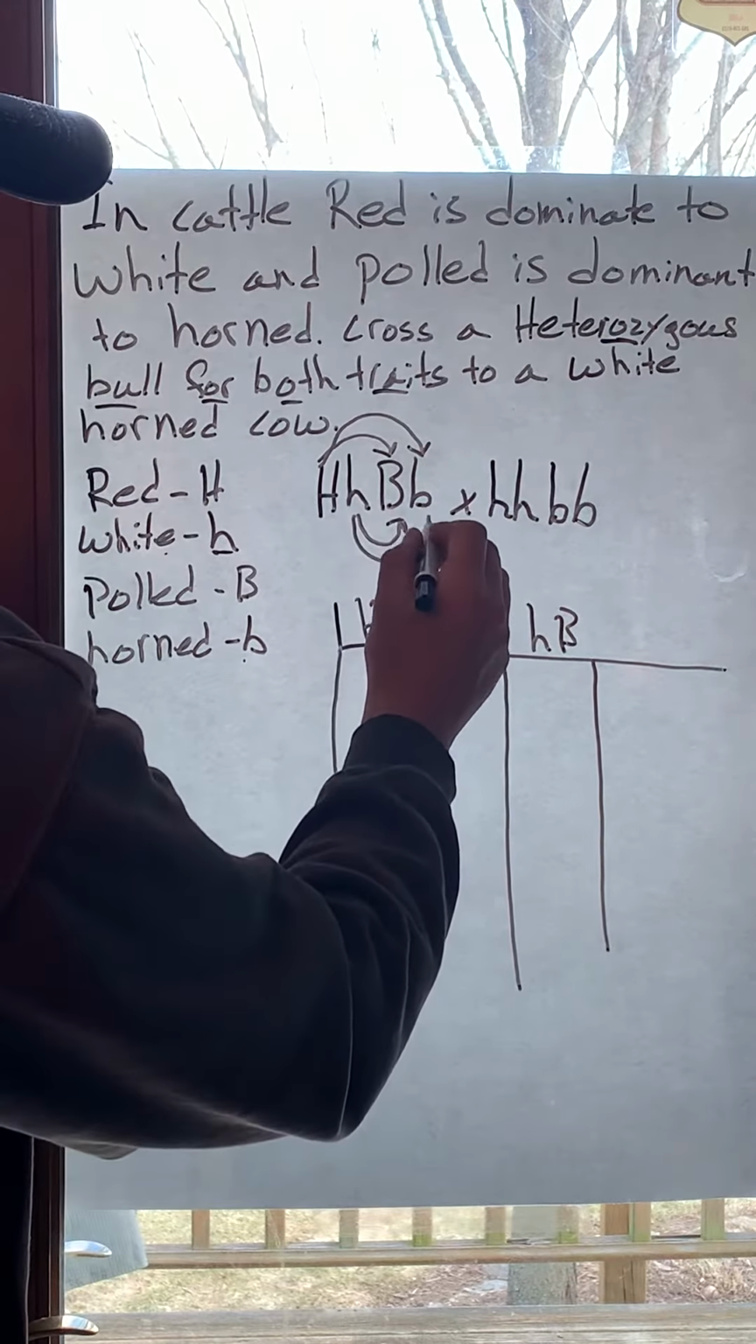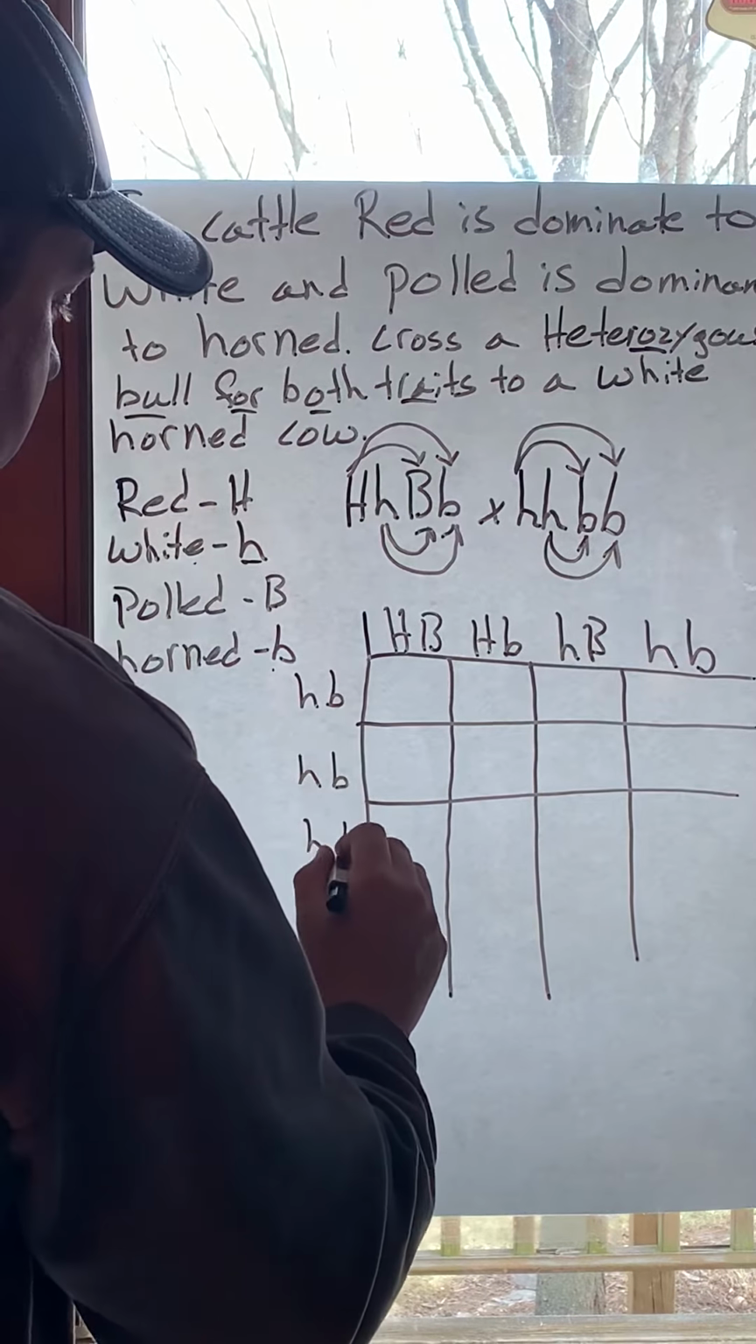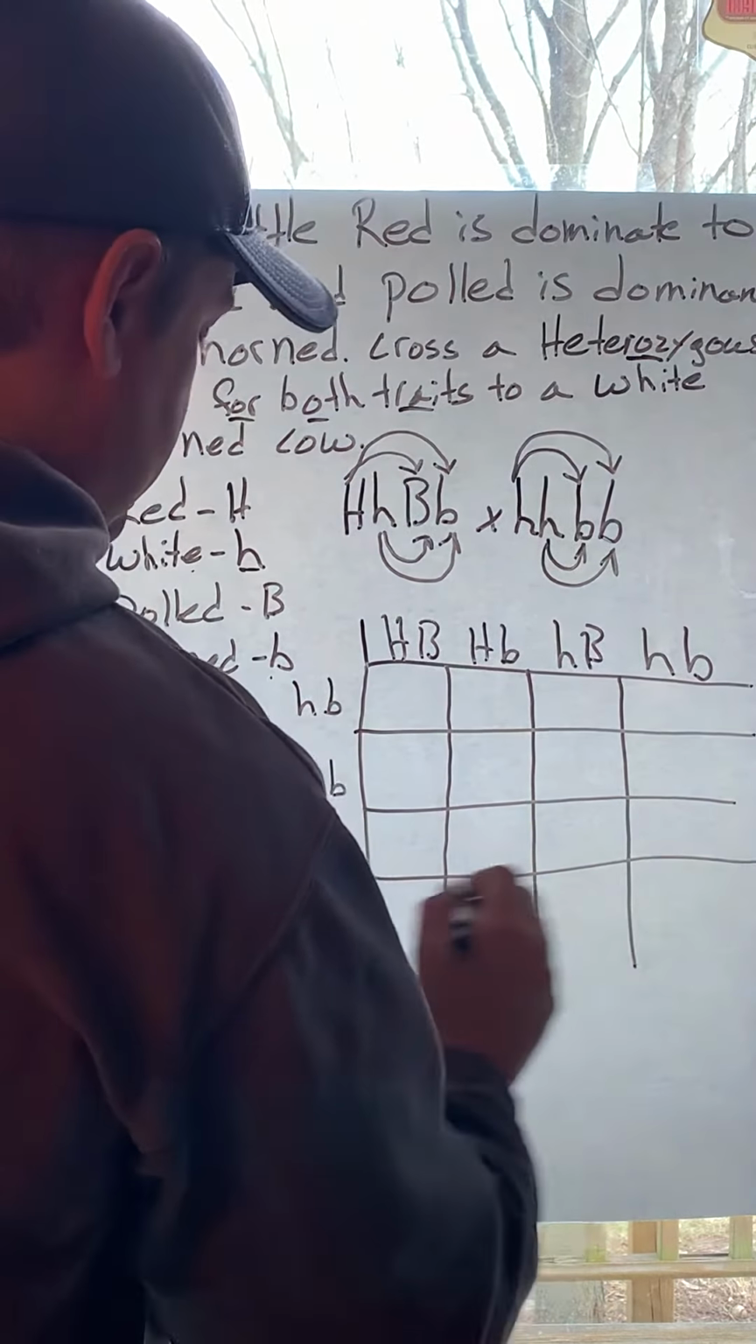So we're going to list those up on the side. On the other side, we're going to put the female. They're all little h, little b's. So first to third, first to fourth, second to third, second to fourth. So I'm just going to go ahead and do that quick. And little h, little b.